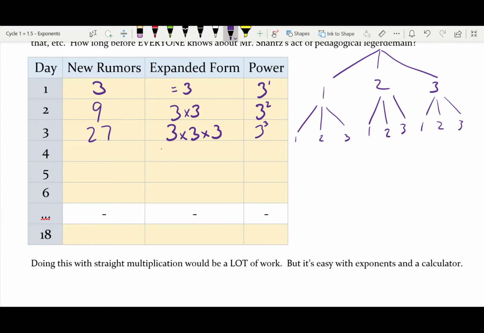And so on and so forth, right? Another day goes by, and all those people start telling 3 people. So that's 3 to the power 4. That's 81. And then those people tell 3 more people. It's 3 to the power 5.